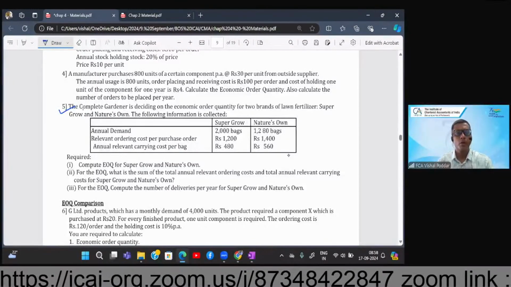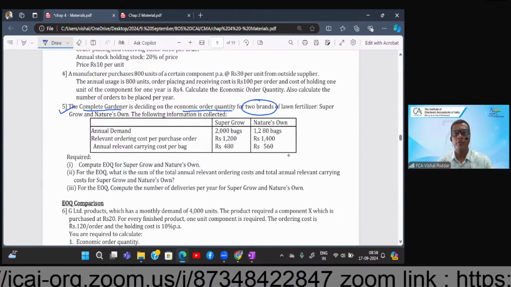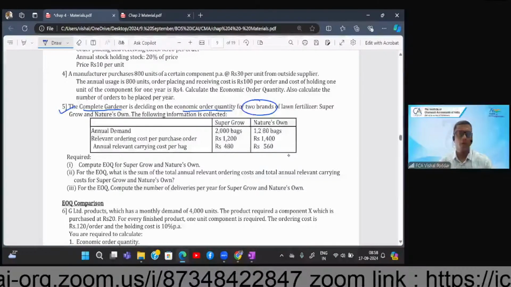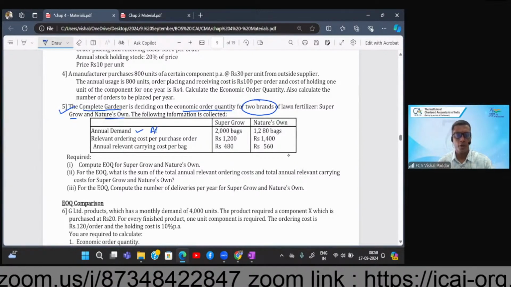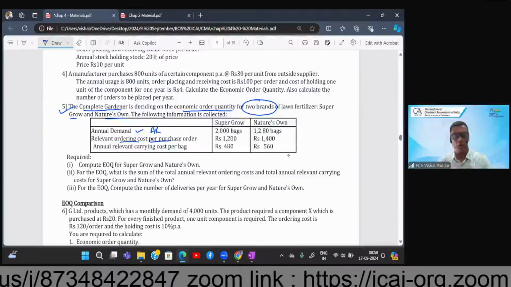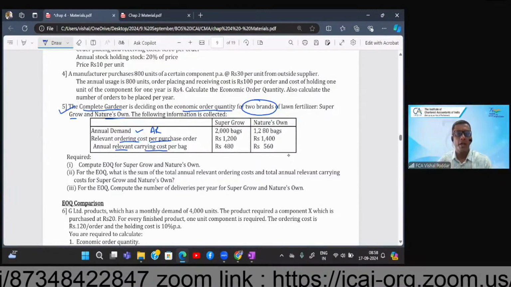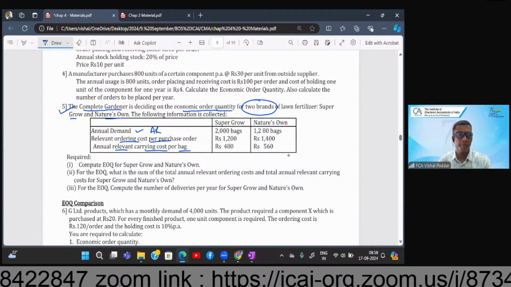Now in this, what does the question say? Complete Gardener is deciding on the EOQ for its 2 different brands of lawn fertilizers. One is Super Grow, the other is Nature's Own. The data given is annual demand, this is your AR, ordering cost per order, and relevant carrying cost per bag. So everything is given. I simply need to apply the formula and find out the answer.